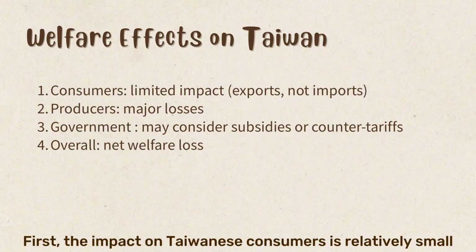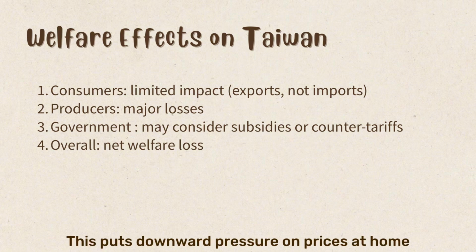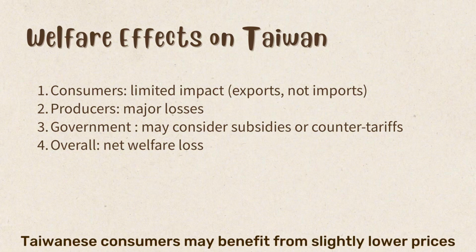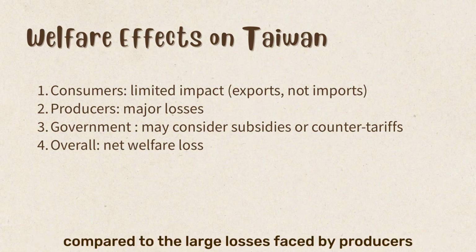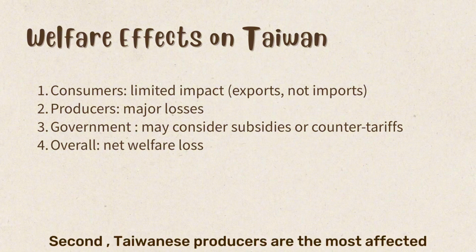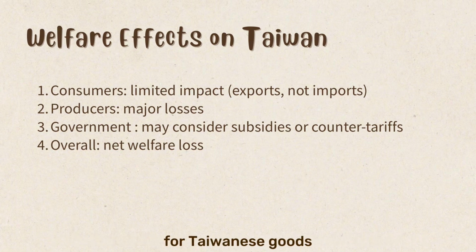First, the impact on Taiwanese consumers is relatively small. Since more goods remain in the domestic market when exports fall, domestic supply increases. This puts downward pressure on price at home. Taiwanese consumers may benefit from slightly lower prices, but this gain is small compared to the large losses faced by producers. Second, Taiwanese producers are the most affected because the US tariff reduced American demand for Taiwanese goods.